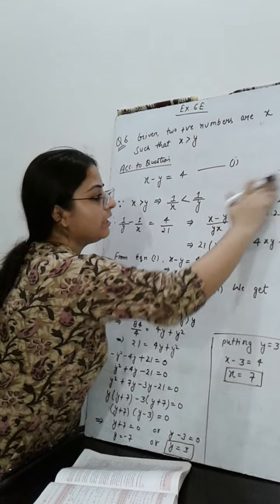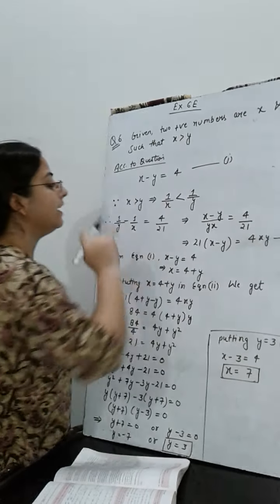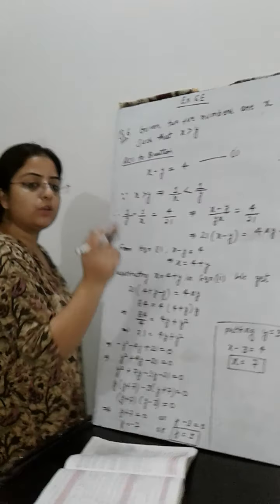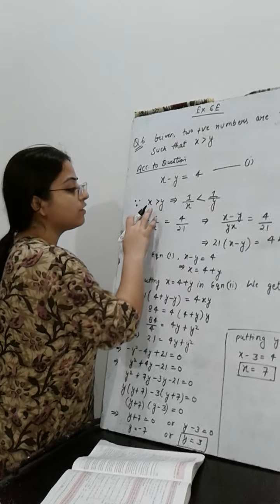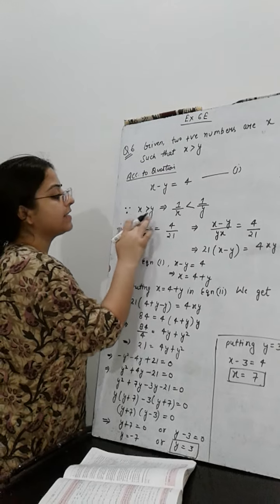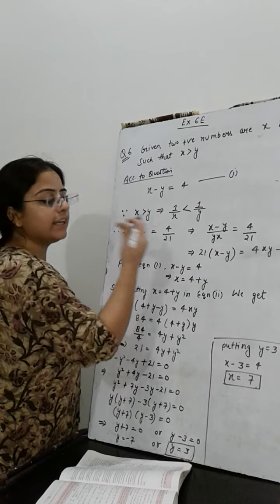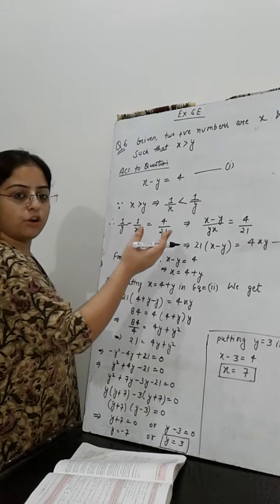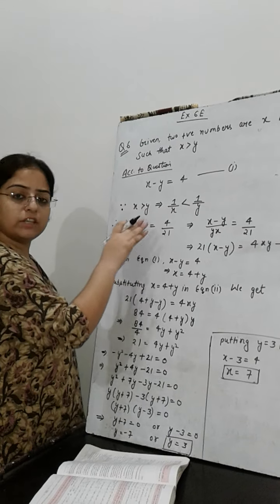So in this way only we can say that since x and y were two positive numbers and it was already given in the question that x is greater than y, so on taking their reciprocal the sign of inequality will change.